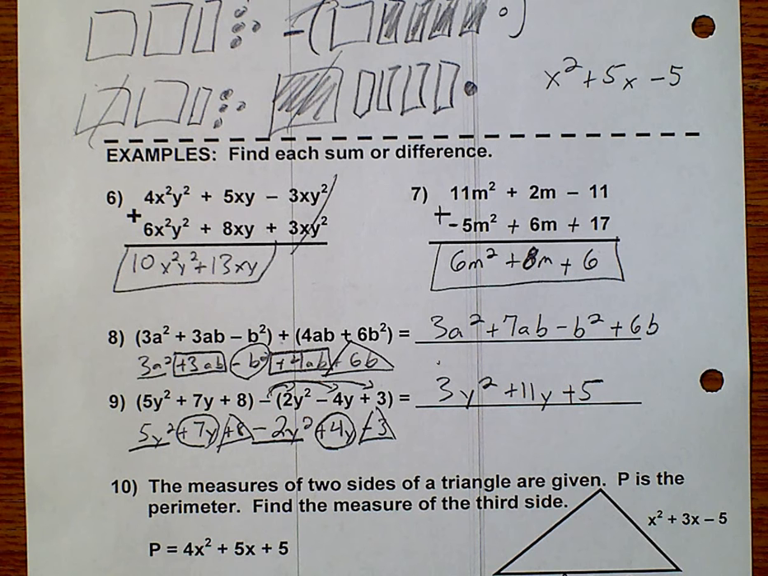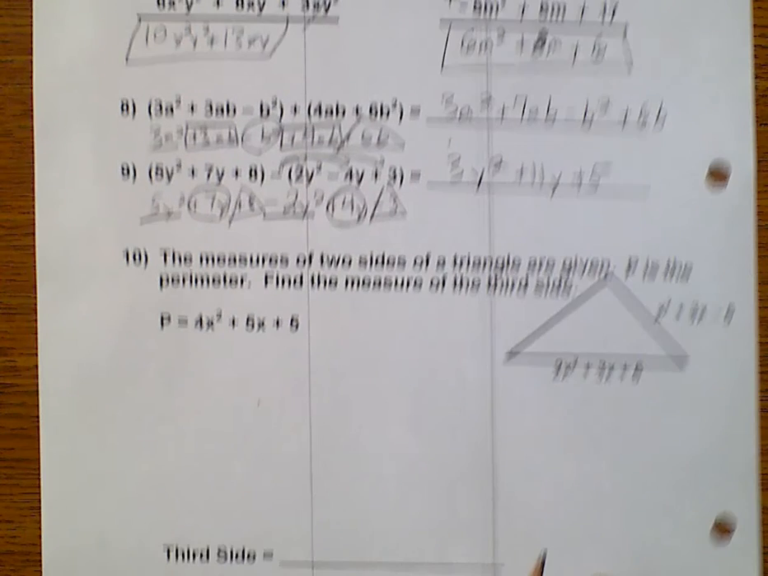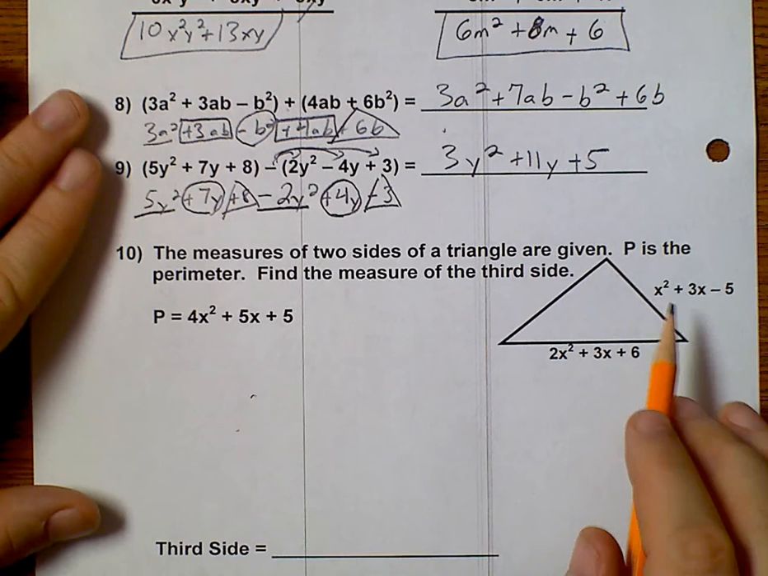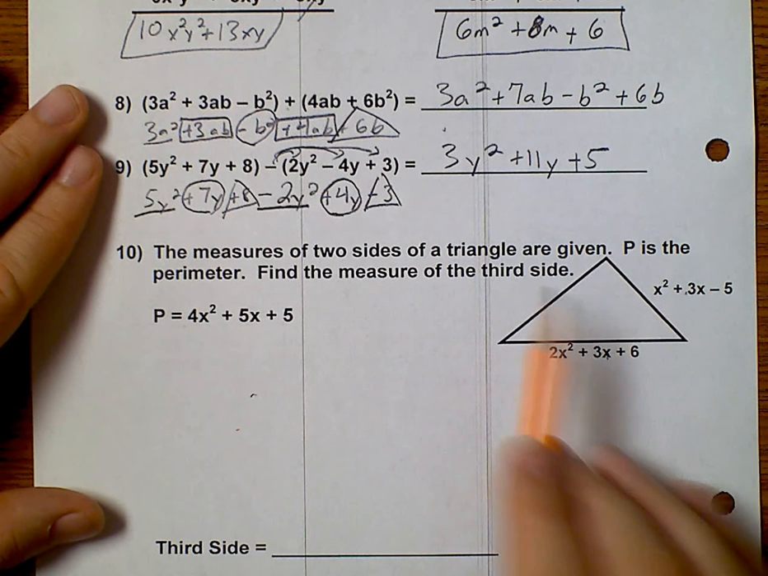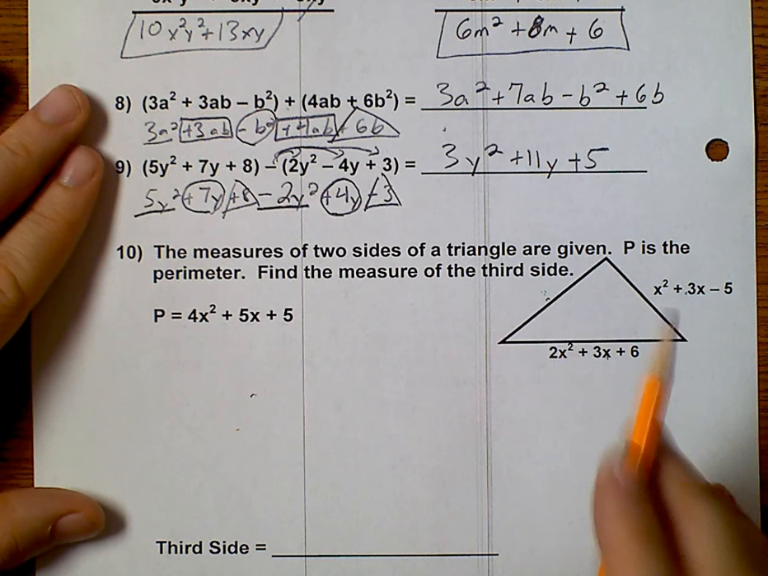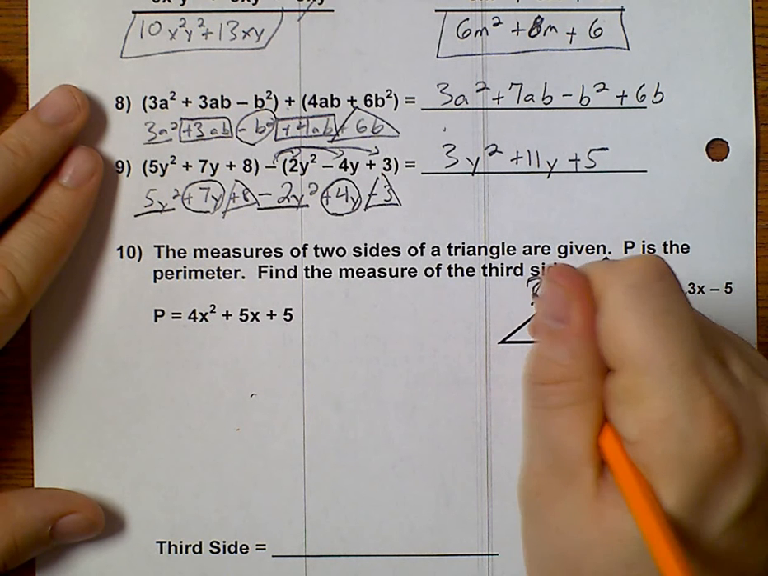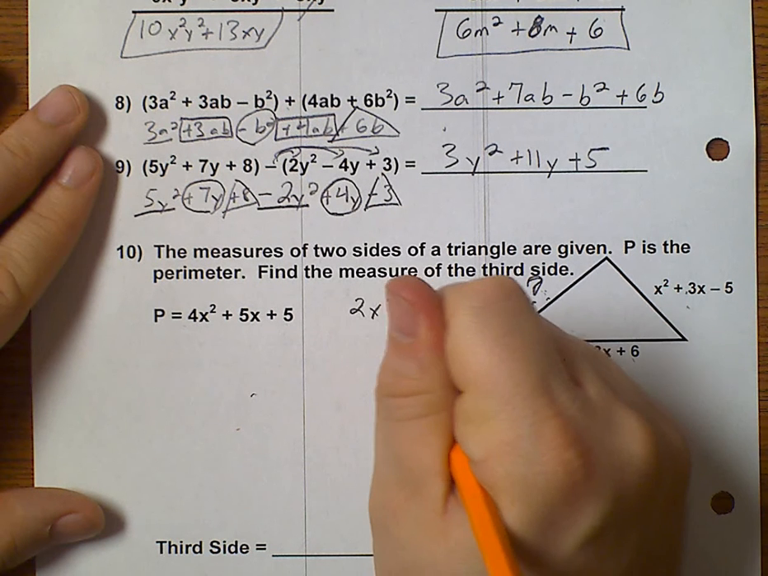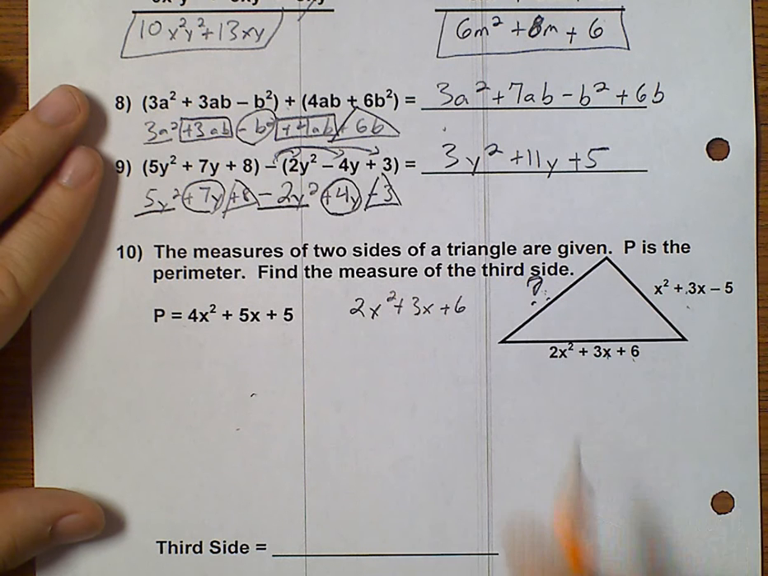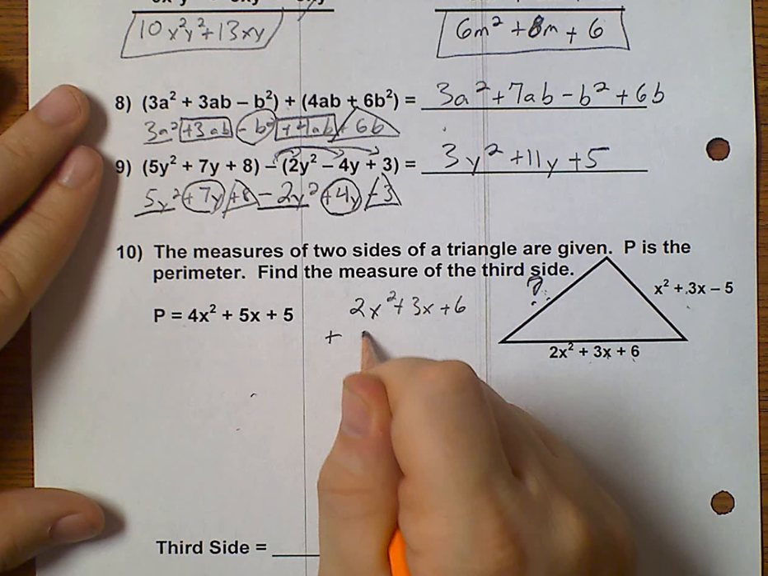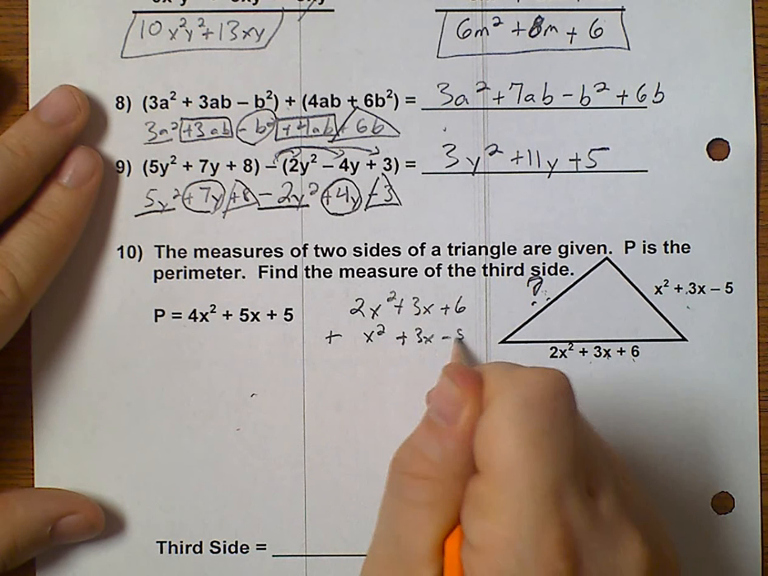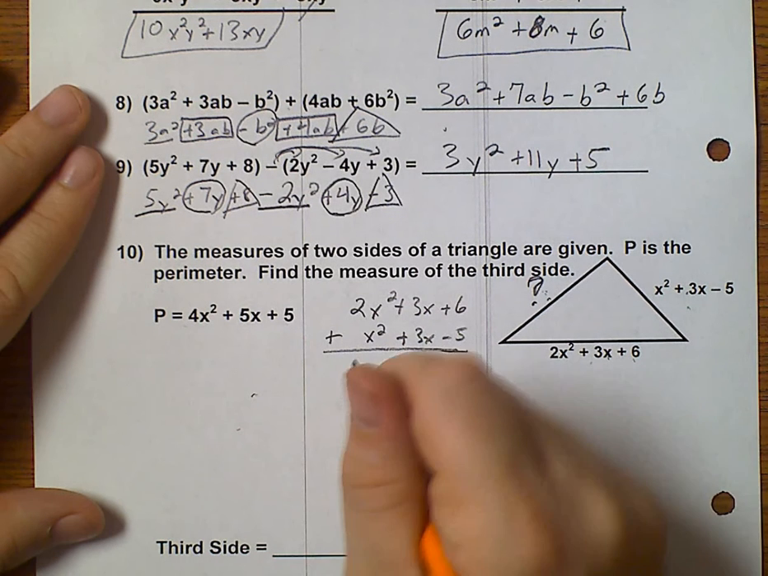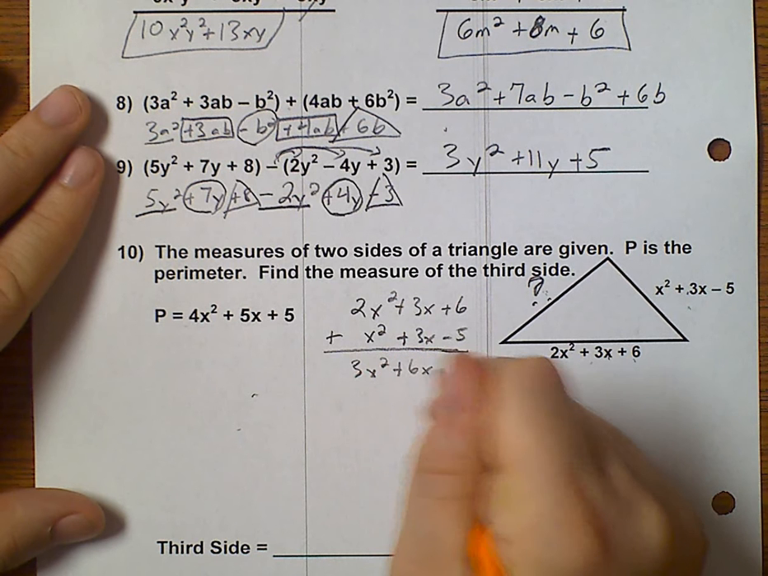And now let's put this into a word problem talking about perimeter. Remember, perimeter is when we add all the sides together, we find the perimeter. And it tells us this is the perimeter, and I've got these two sides, I need to find this one. So, first I'm going to add these two sides. So 2x squared plus 3x plus 6, that's the bottom one, plus x squared plus 3x minus 5. I'm going to go ahead and line it up vertically because I can and it's easy. That gives me 3x squared plus 6x plus 1.